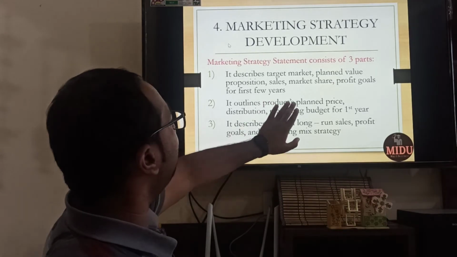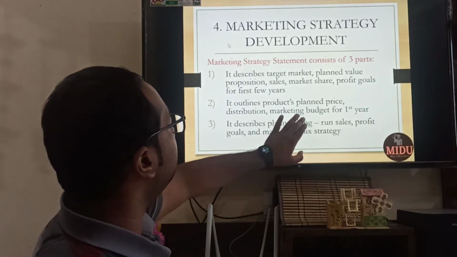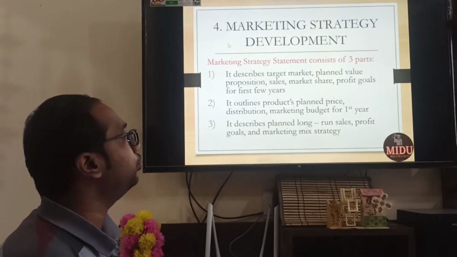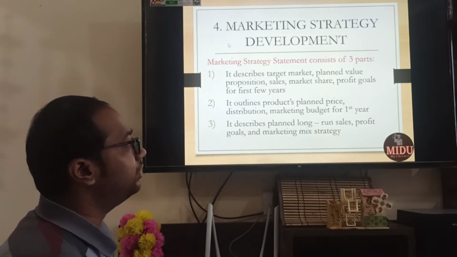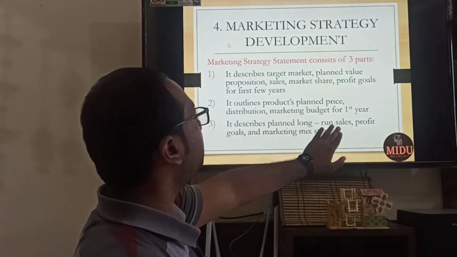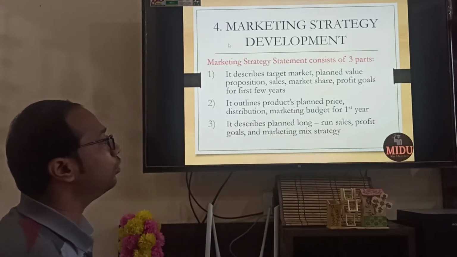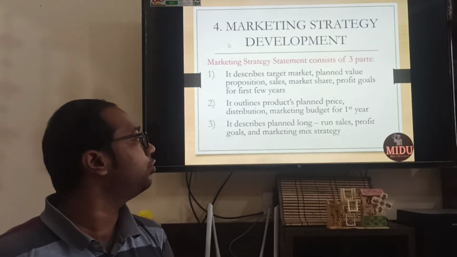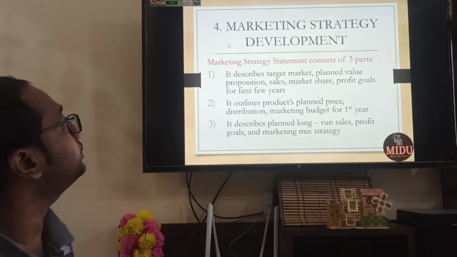Second, it outlines the product's planned price, distribution and budget for the first year. What will be the price, at which various price points do you want to launch it? What will be the distribution strategy? And what will be the marketing budget? Third, it describes planned long-run sales, profit goals and marketing mix strategy. So in the long run, what are going to be the sales, profit goals and marketing mix strategy?